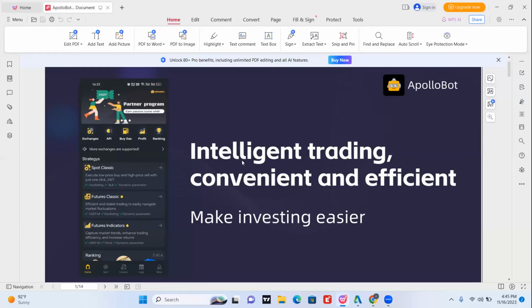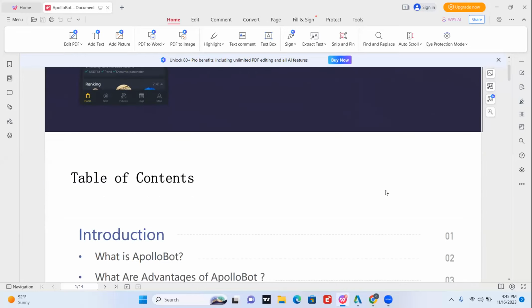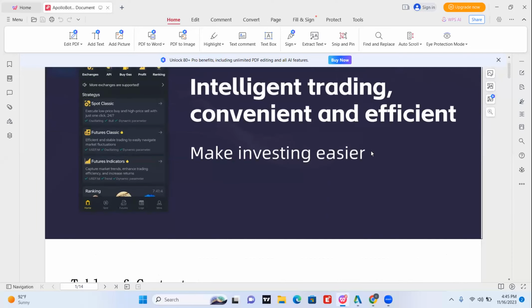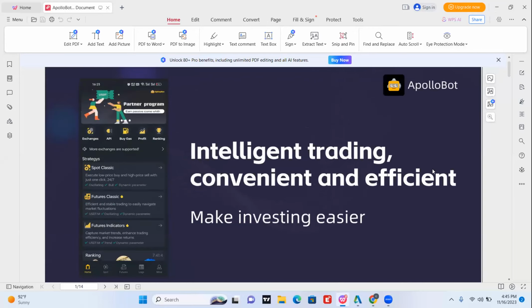All right. So intelligent trading, convenient and efficient. ApolloBot is quite intelligent, and the algorithm is quite beautiful, because it makes use of the Microsoft QLib AI, which helps us navigate the market. So you don't need to monitor your trades, okay? You just set up your bot and it starts to trade for you. All you need is a minimum of $100. You're good to go with a minimum of $100.